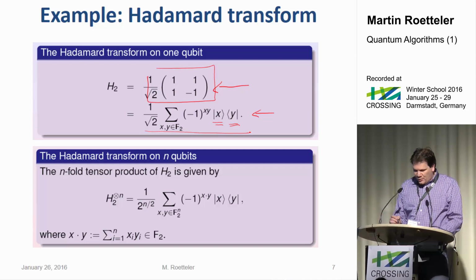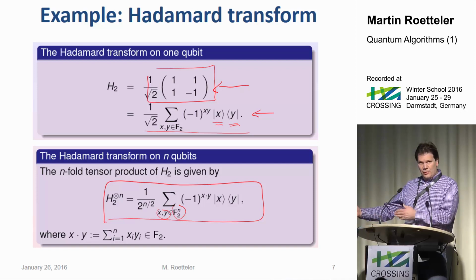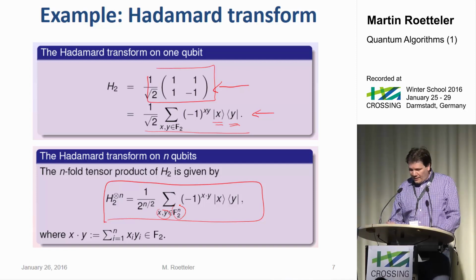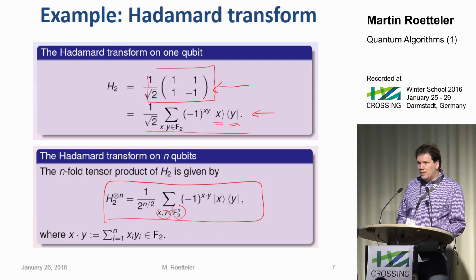If you tensor this H2 n times, you arrive at this operator. You can write it very concisely. Instead of going over x and y as single indices, you go over bit vectors. So F2 to the n: x ranges over all bit vectors, y ranges over all bit vectors, and you get a matrix that has only plus or minus 1 entries. It turns out to be a unitary matrix, and it's a very useful transform in quantum computing. It's a Fourier transform for the elementary Abelian 2-group.